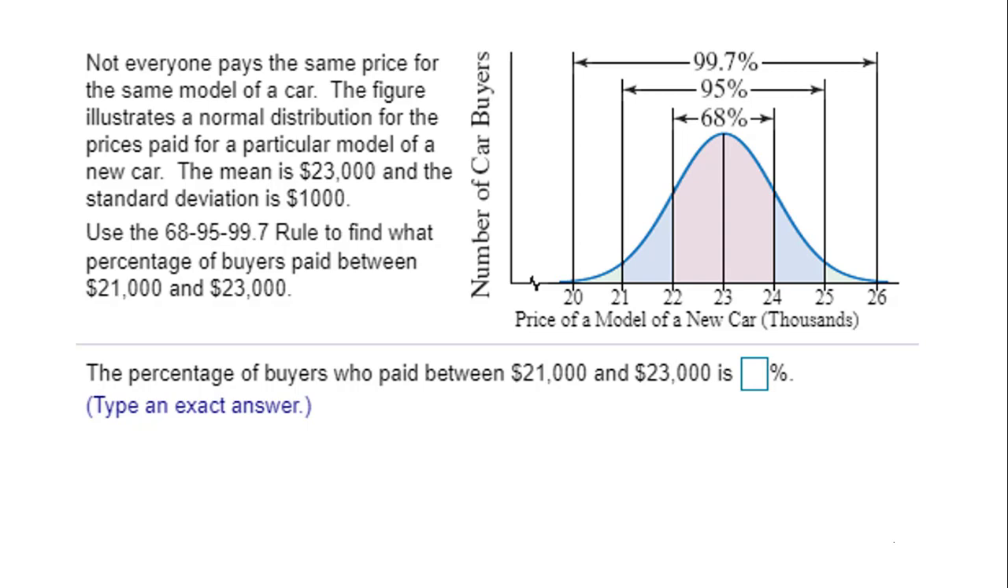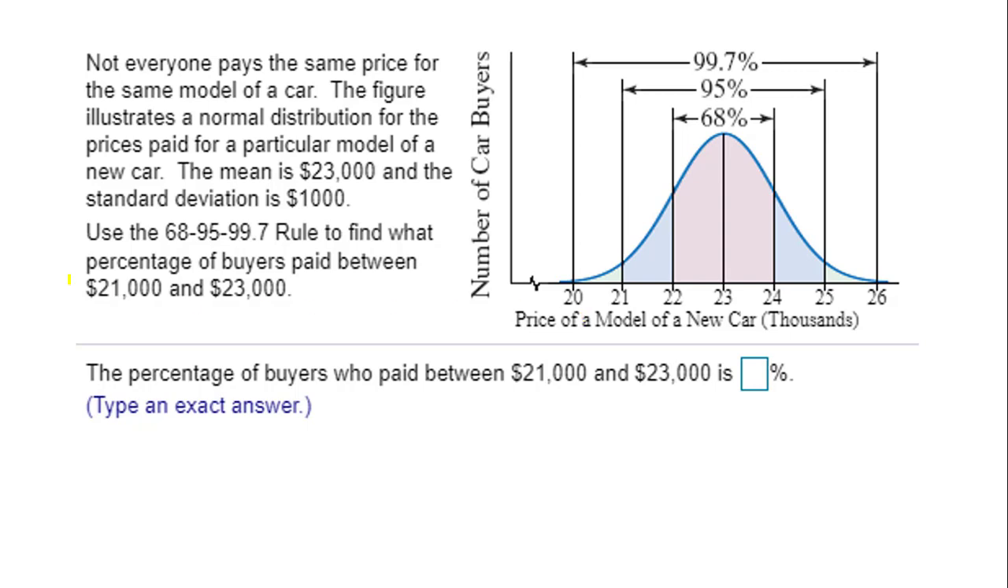This problem is about car prices. They tell us that the mean is 23,000 and that the standard deviation is 1,000. So you can see that they have the mean marked here as 23,000 and that they add up by thousands as they go to the right of the mean and subtract by thousands as they go to the left of the mean. And they also have the percentages in that 68, 95, 99.7 rule marked out on there as well.